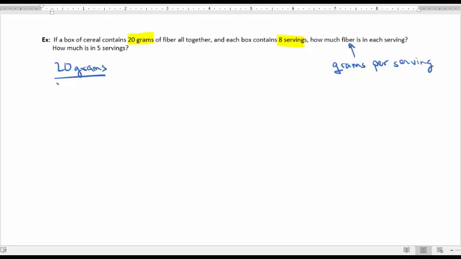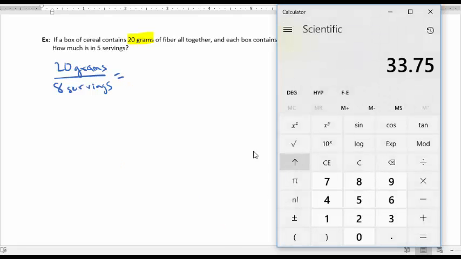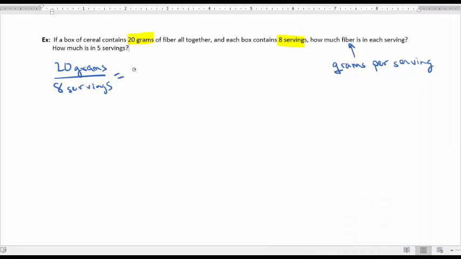So this is really 20 grams per 8 servings. And again, we would do the division, because if we just reduce this, it would be 5 over 2. But we don't want 5 over 2. We don't want 5 grams per 2 servings. We want per 1 serving. So we're actually going to do the division and get 2.5. So this is 2.5 grams per serving.